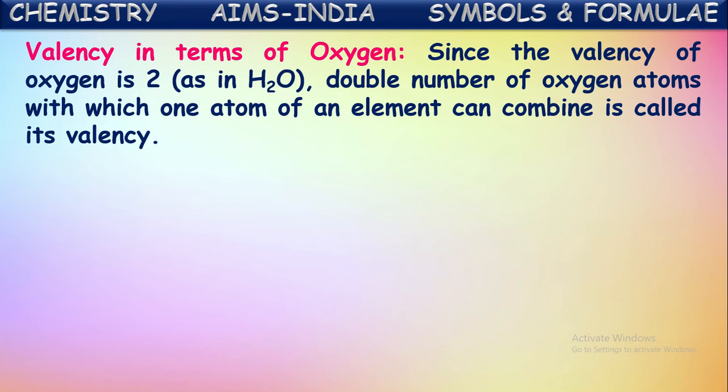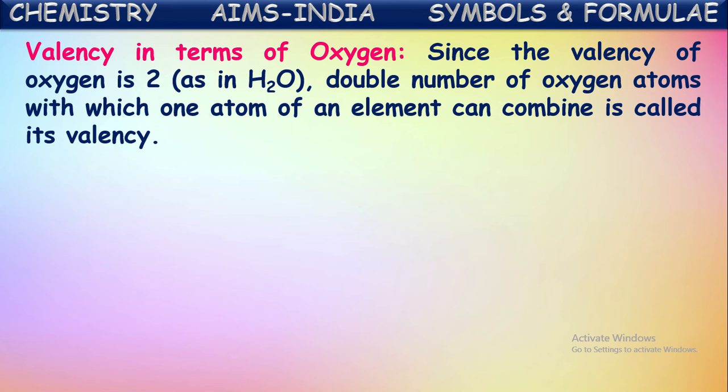Valency in terms of oxygen. Since the valency of oxygen is 2, because if you see in the water molecule formation, one oxygen atom is combined with two hydrogen atoms. Just now we have seen the valency definition in terms of hydrogen. The number of hydrogen atoms that are combining with one atom of an element is considered as its valency. Now here two hydrogen atoms are combining with one atom of oxygen. So the valency of oxygen can be taken now as 2.